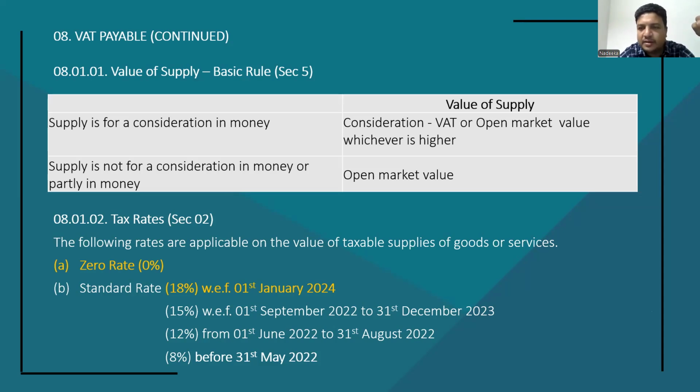Now let's look at the tax rates that are applicable. We have two tax rates, zero rate and the standard rate. That's why we classified the taxable supply of goods and services into two, as supplies that are chargeable at the standard rate, supplies that are chargeable at the zero rate. So we have two tax rates, zero rate and the standard rate. Standard rate is changed by the government from time to time. So now the applicable standard rate is 18%. Before that we had 15%. Before that we had 12%, and even before that we had 8%. Currently the applicable standard rate is 18%. Right.